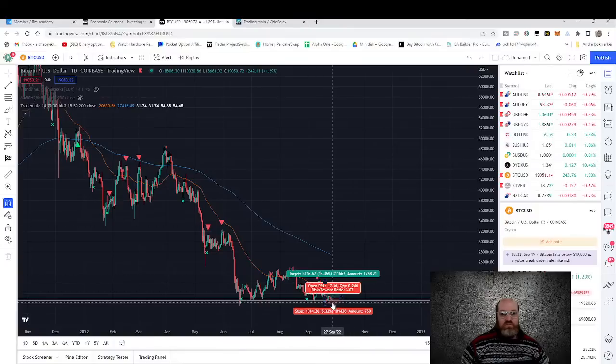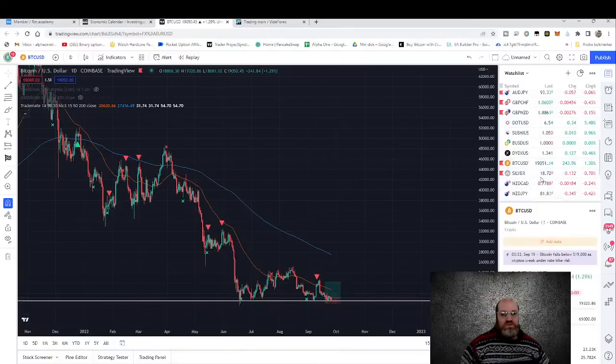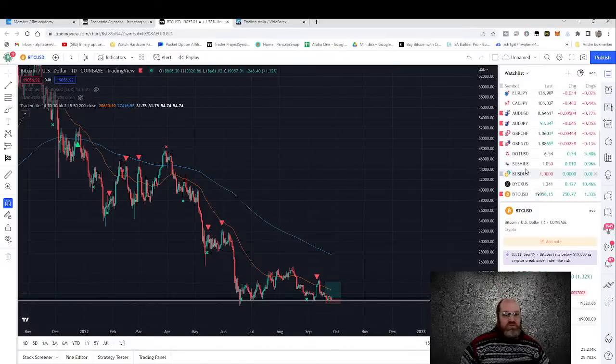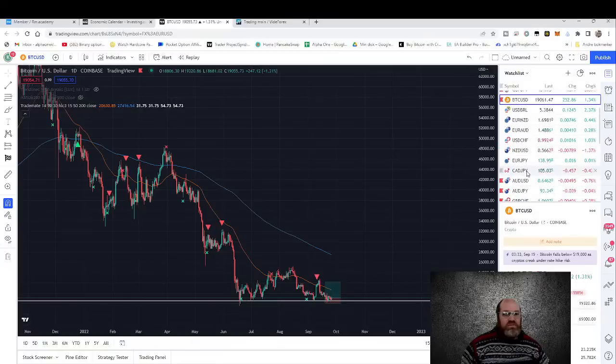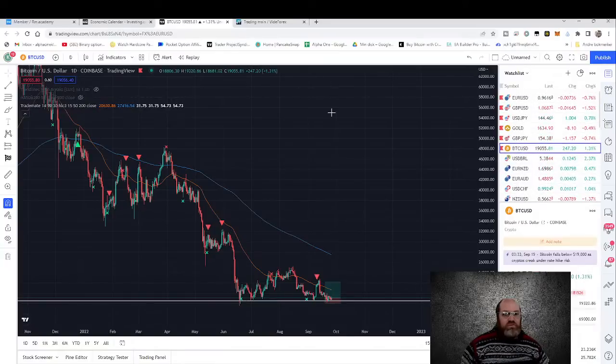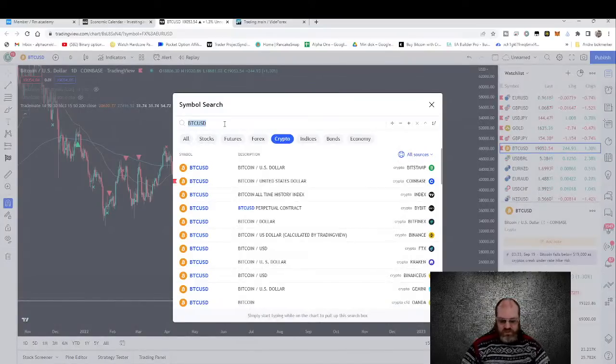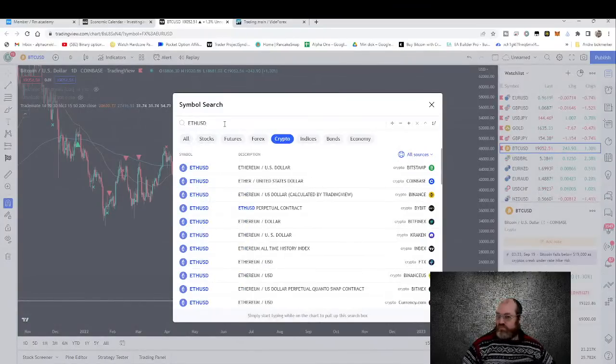Bitcoin had a small movement up, but not much. Ethereum typically has been copying Bitcoin. So let's see, do I have Ethereum on the list or do I need to add it? I think we need to add it. Okay, we do that. Let's go here, we go to crypto, we add ETH USD. Let's see how this looks.